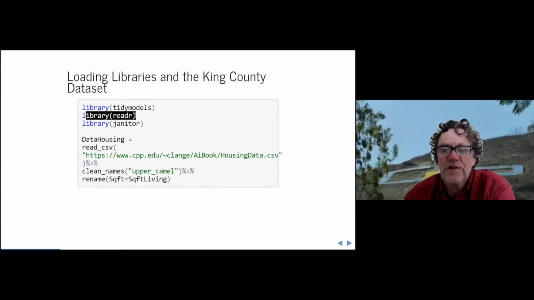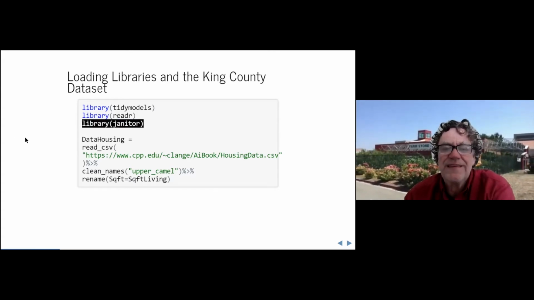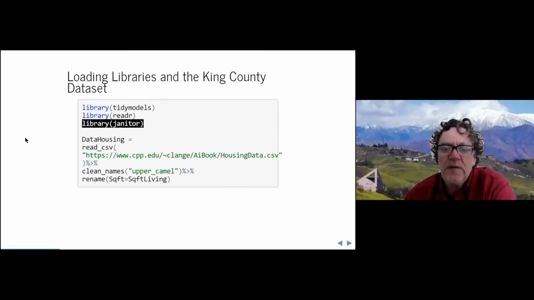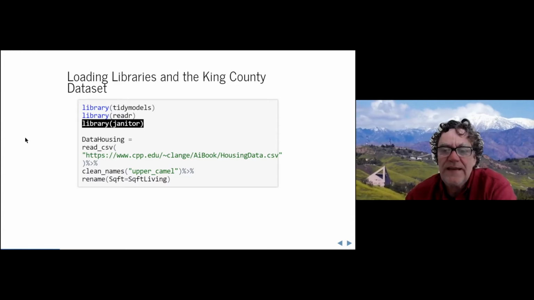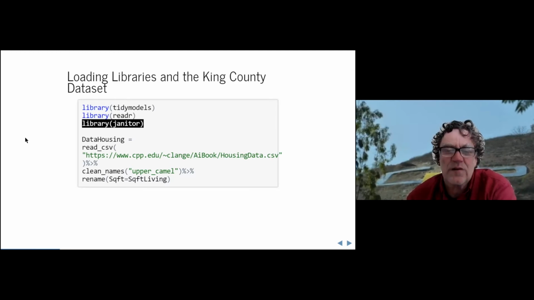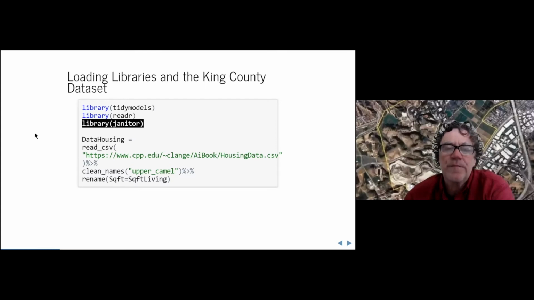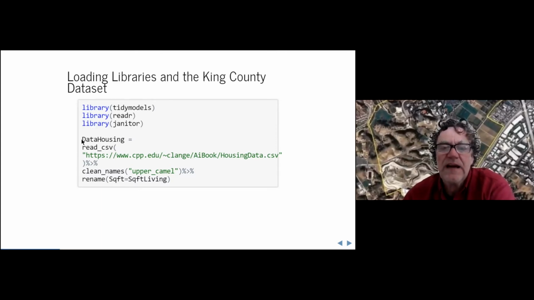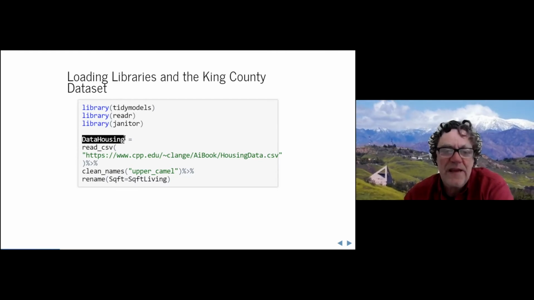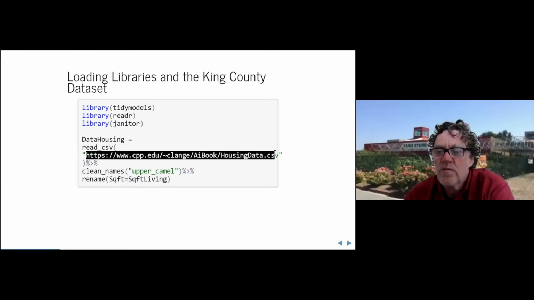readr allows to read CSV files. And janitor is something that cleans up database names. If you have variable names in your data that have spaces or bars or other weird signs, janitor cleans it up. So what I'm doing here is I save my data in the variable data housing. Basically, a table will be saved there. I get them from the internet, and you can do too from here.